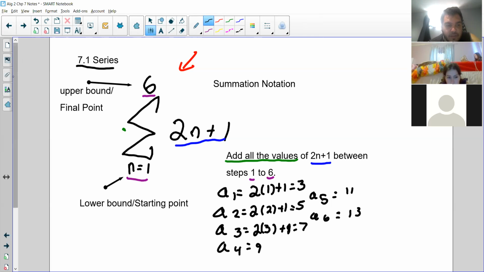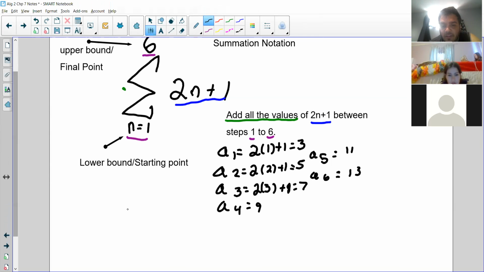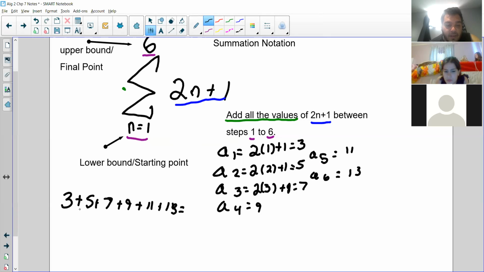And after you find all your pieces, all we're asking is to add them all together. So 3 plus 5, hold up, plus 7, plus 9, plus 11, plus 13. You add that all together. I see a 20, a 40, a 48. So you add that all together, you should get 48.